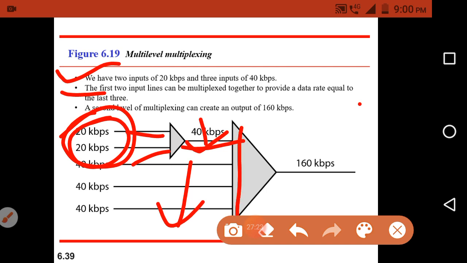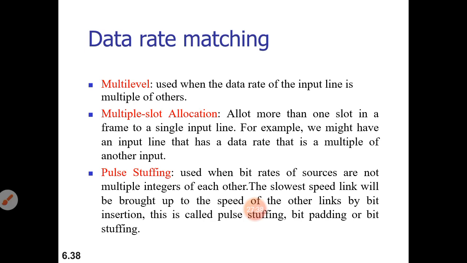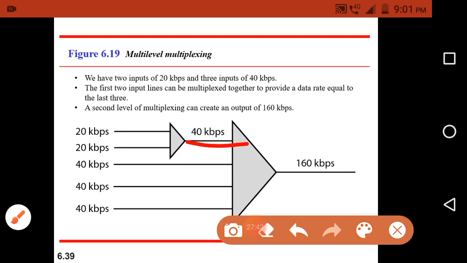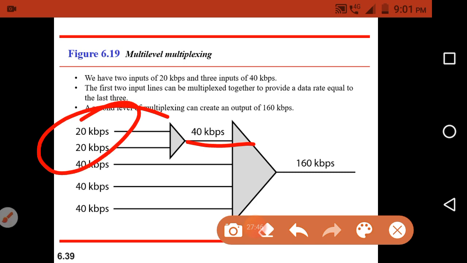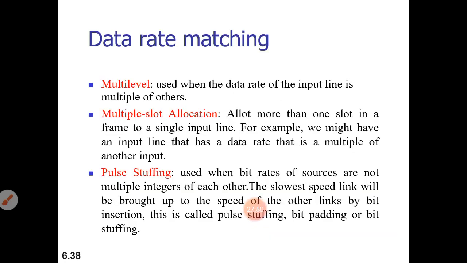After that we need to perform the last multiplexing, which will give a data rate of 160 kbps. That is what we call multi-level multiplexing. So what is multi-level multiplexing? Here the data rate of the input line is a multiple of the other data rates. That is what we call multi-level multiplexing.